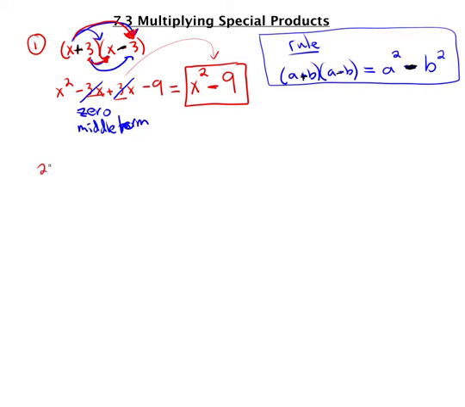All right, so let's take a look at a couple of examples. More examples. If we have x minus 7 times the quantity x plus 7.